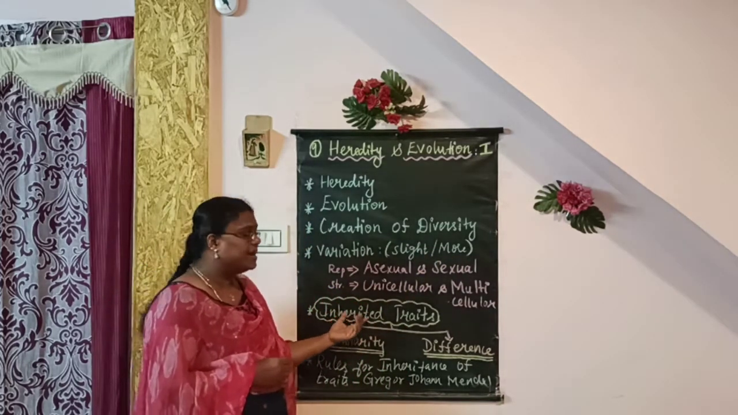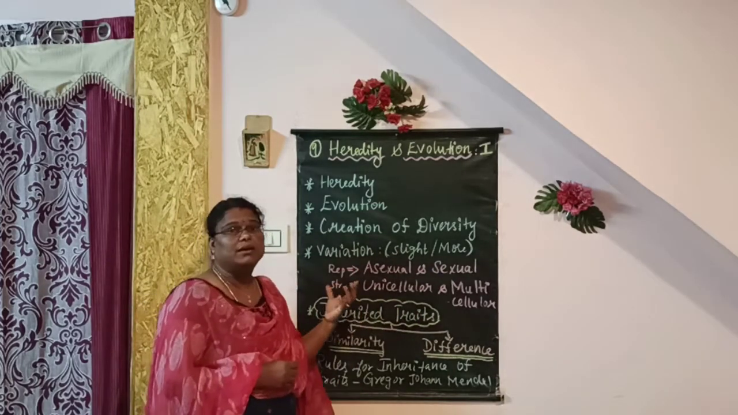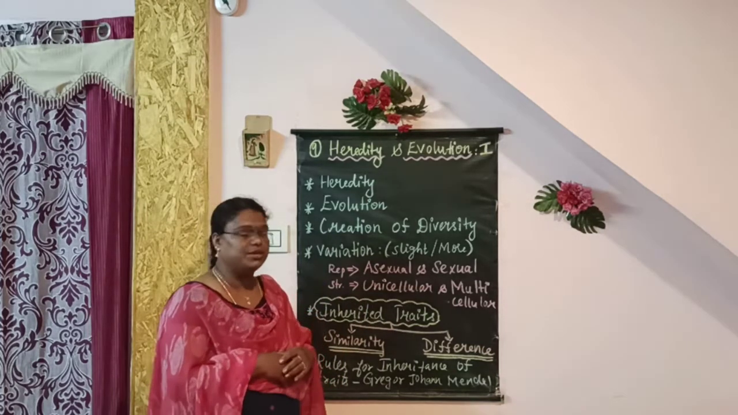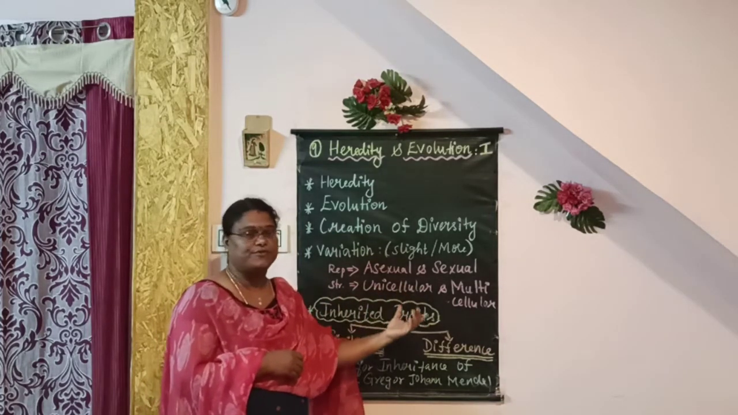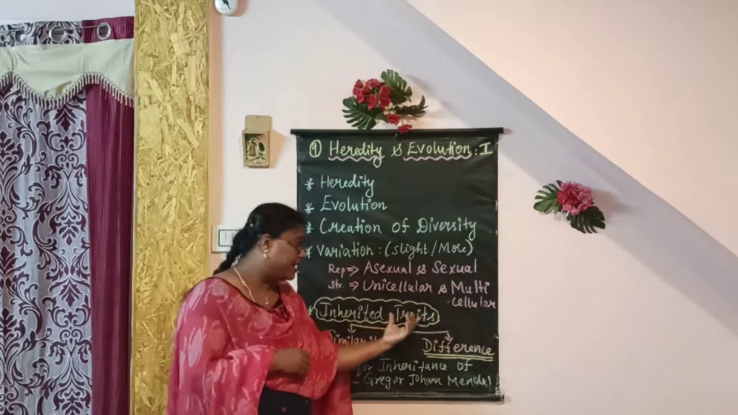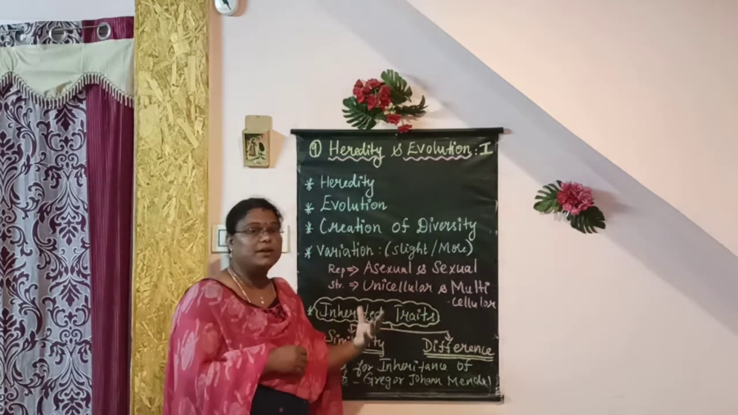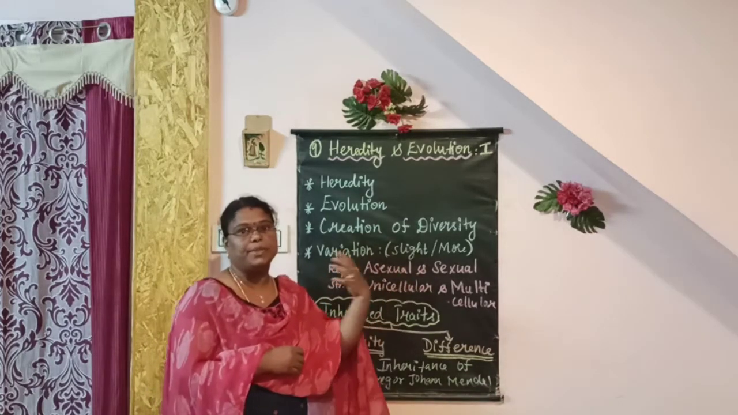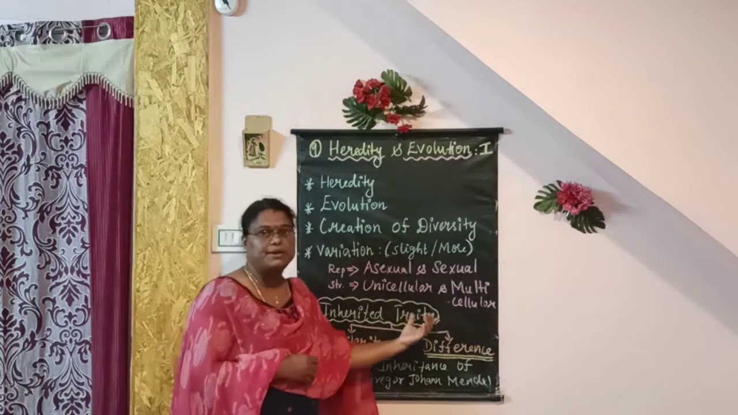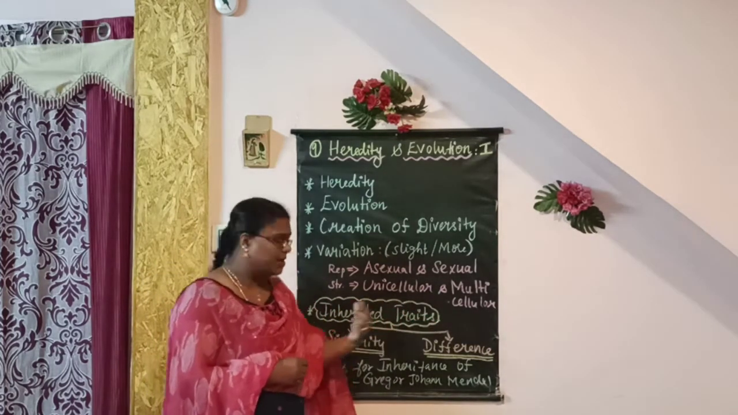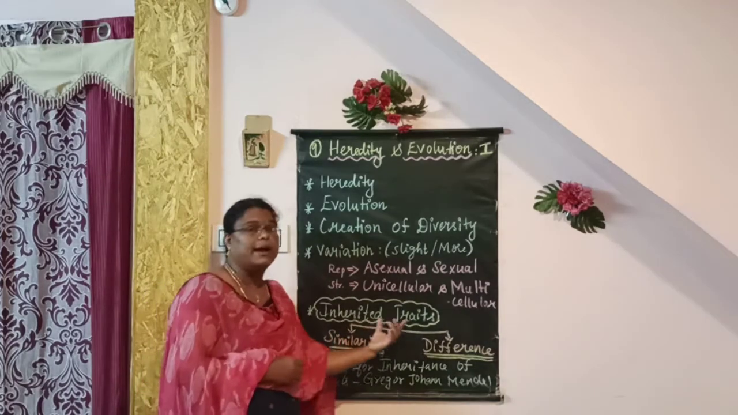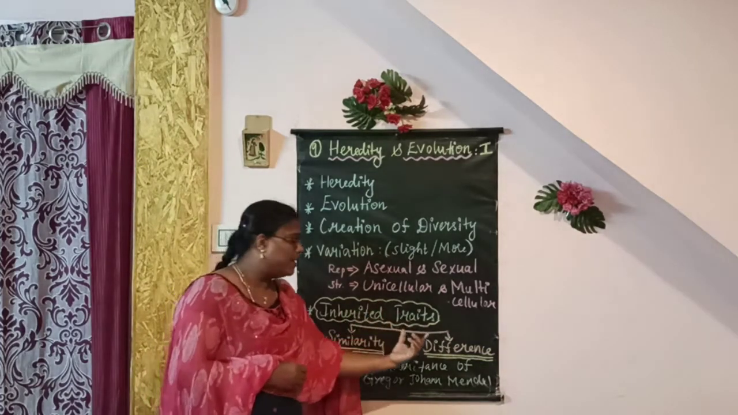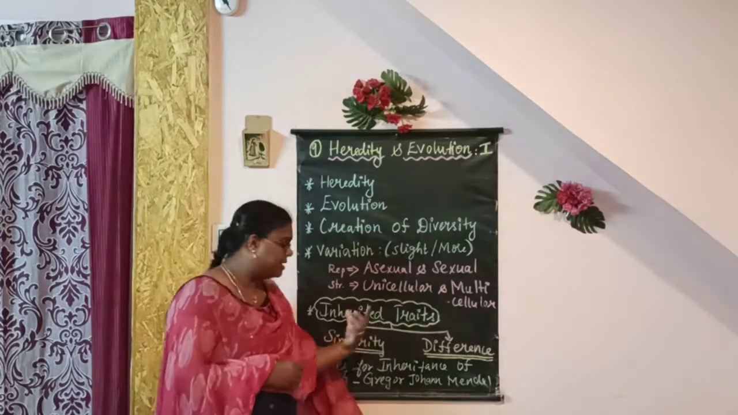Next topic is inherited traits. Inherited means transferring genetic characters from one generation to another generation. Trait is the child or offspring. So an inherited trait is the child or offspring which receives genetic material from their parents. So that is inherited traits. In inherited traits, we can see both similarity and difference. So we'll see what similarity and what difference is seen in an inherited trait.